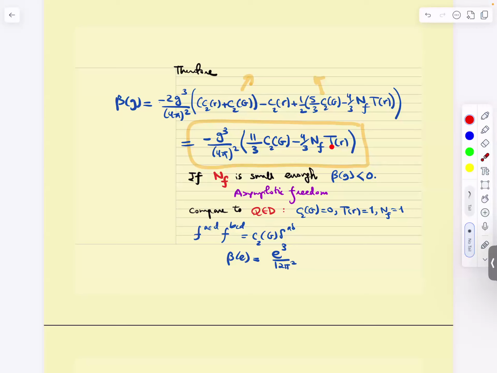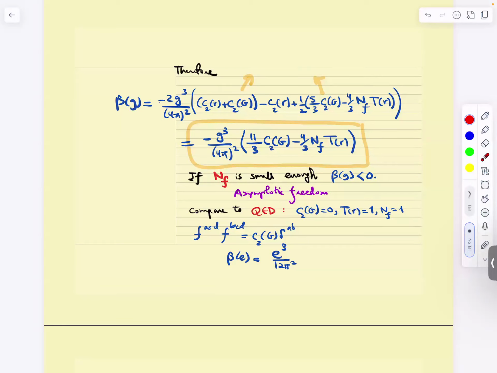If N_F is small enough, or if C2 of G is large enough, this term is positive, and we end up with a negative beta function, which means that the theory exists in the UV. This is called asymptotic freedom. It means that the coupling goes to 0 deep in the UV. It comes from 0 deep in the UV and grows in the IR.